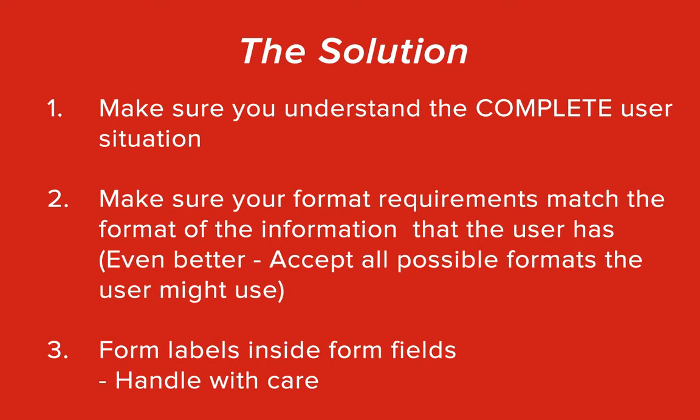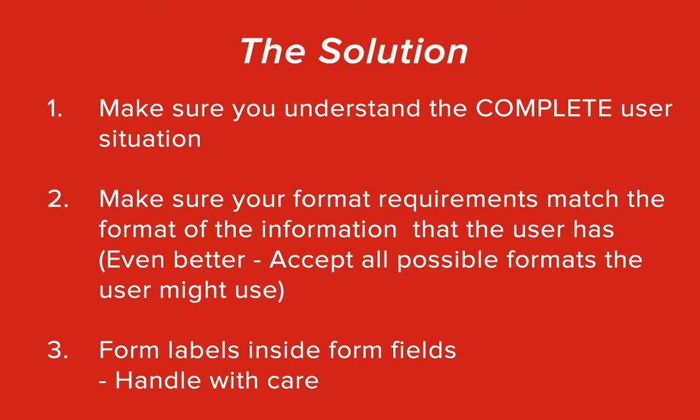But let's not only look at the problems here, let's also look forward to the solution. Of course, what you need to do is understand the complete usage situation of the user, with card, screen, everything. Secondly, make sure that the format requirement matches the format of the information that the user has, or even better, accept all possible formats that the user might use. In this case, when I'm entering 17, it probably doesn't mean that the expiration date on my card is 2117 or 1917. So let's take the best guess in this situation, 2017.